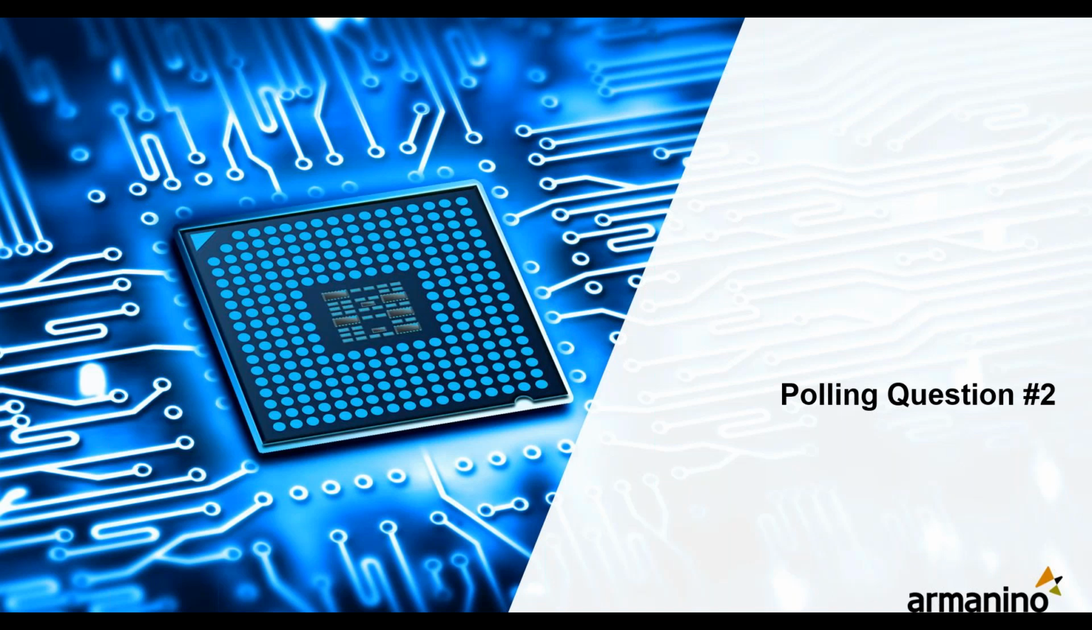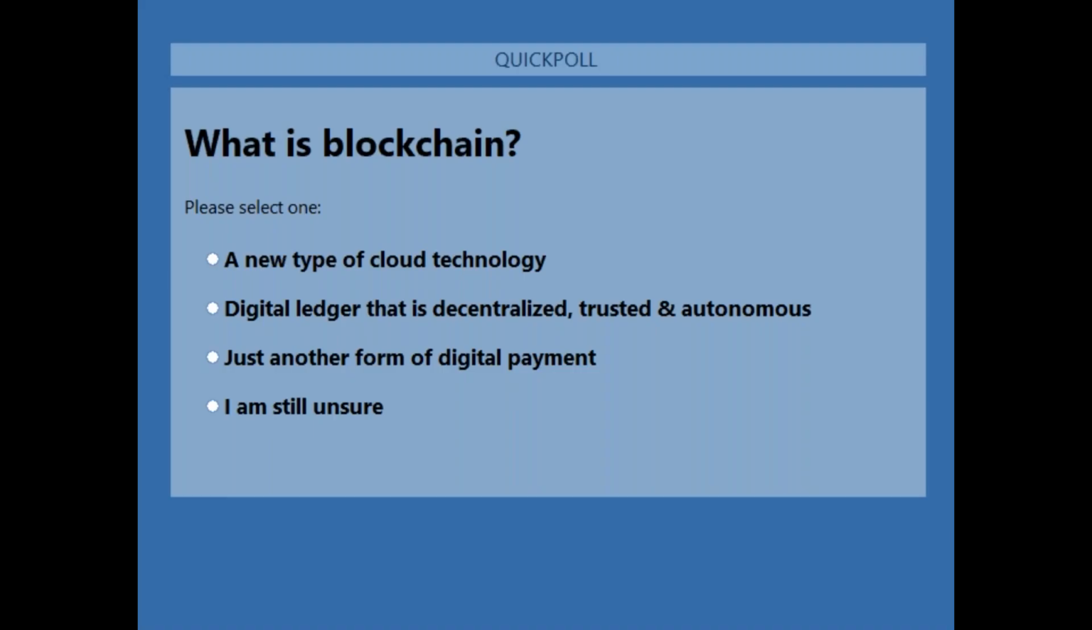Great. So the next question is, what is blockchain? Is it a new type of cloud technology, a digital ledger that is decentralized, trusted, and autonomous, just another form of digital payment, or are you still unsure?